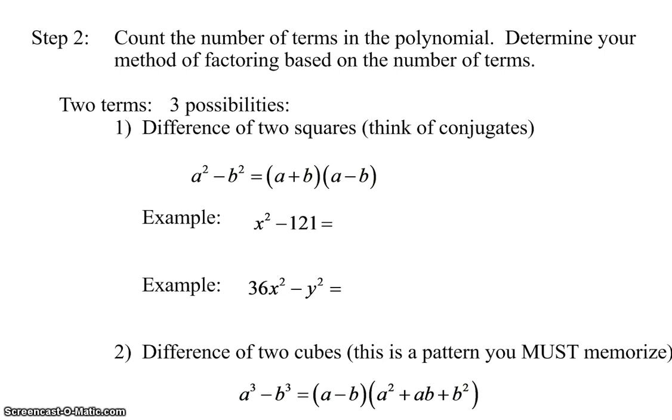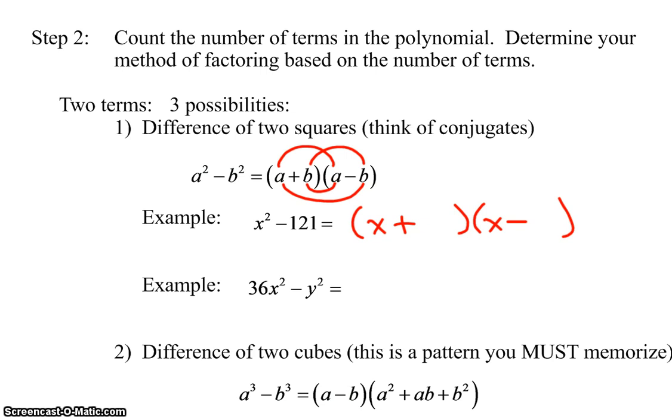If you think of reversing or think of FOIL, when you multiply the first terms you get the a squared, when you multiply the last terms you get the negative b squared, and think of conjugates. You get the negative ab and the positive ab in the middle, which means the middles will always drop out. So in our first example, to get x squared, we needed x and x. To get the middle to drop out, we need one positive and one negative.